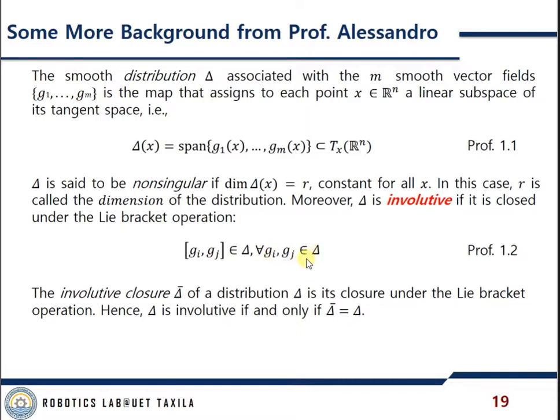So it means that the Lie brackets also belong to the accessibility distribution, and for all other vector fields also belong to the accessibility distribution. So they are going to span this space. The involutive closure delta bar of a distribution delta is its closure under the Lie bracket operation. Hence, delta is involutive if and only if delta bar is equal to delta. Otherwise, it's not involutive. I hope you get the point, and if you have any confusion, please write me. I'll explain more.